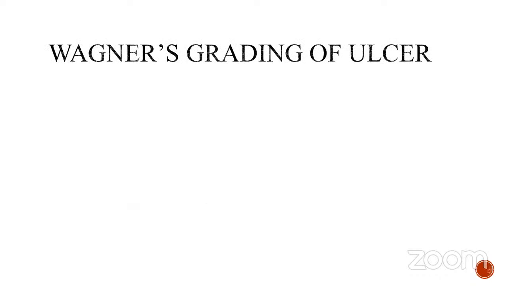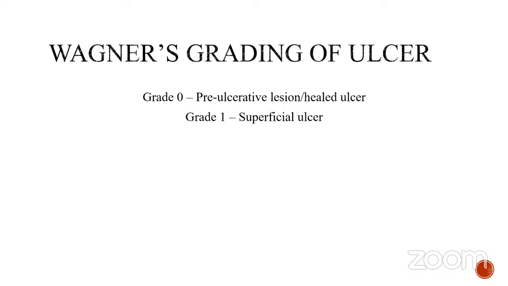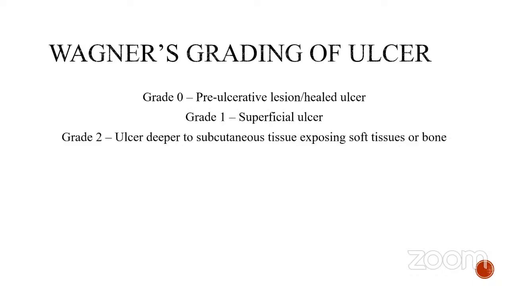And finally, we'll learn Wagner's grading of ulcers. So Wagner has graded ulcers based on how deeply they have invaded. Grade 0 means it's a pre-ulcerative lesion or a healed ulcer. If an ulcer has completely healed, we can call it a grade 0 ulcer. And a pre-ulcerative lesion also, we can categorize into grade 0.